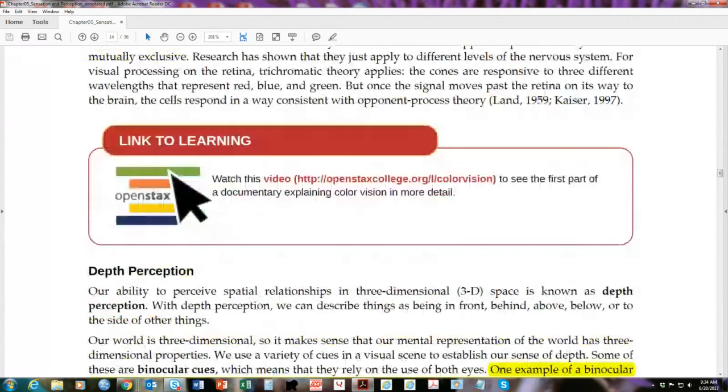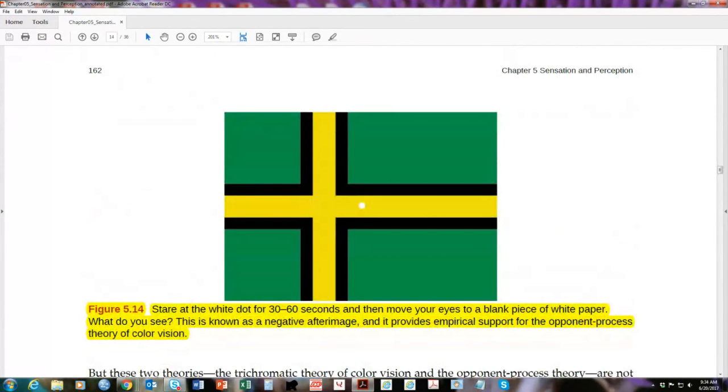Now another bit of evidence for the opponent process theory is the fact that there are people who are deficient in one or more opponent processes. People who are colorblind. Colorblind people typically are deficient in the green and red opponent process, and so they don't see reds and greens. They can see blues and yellows, and they can see black and white, but not red and green. So that's the most typical form of color blindness. So that's another bit of evidence for the opponent process theory, is that we have people who are colorblind.